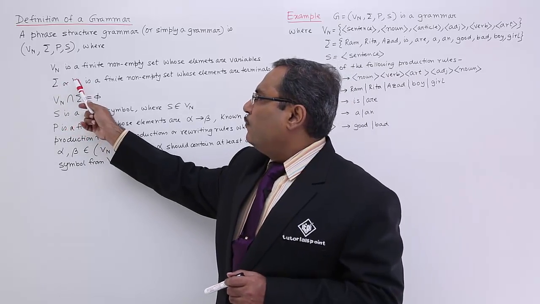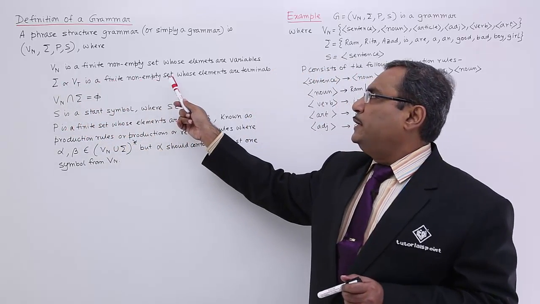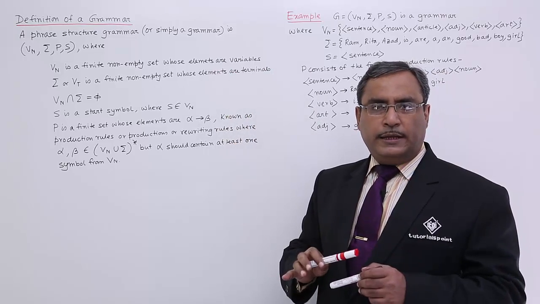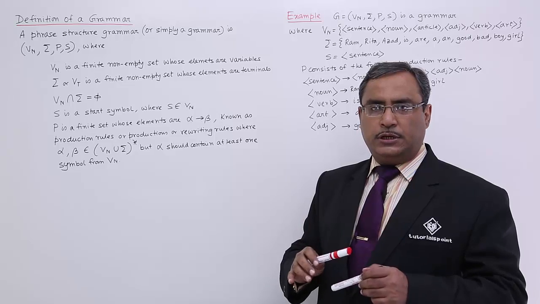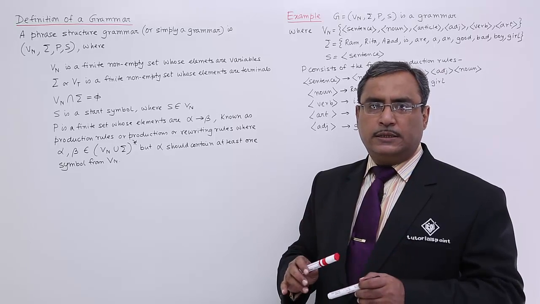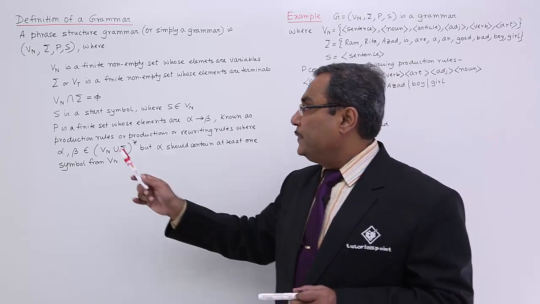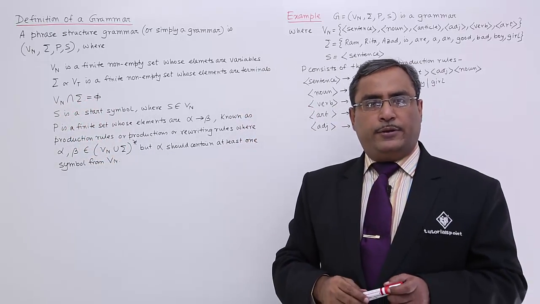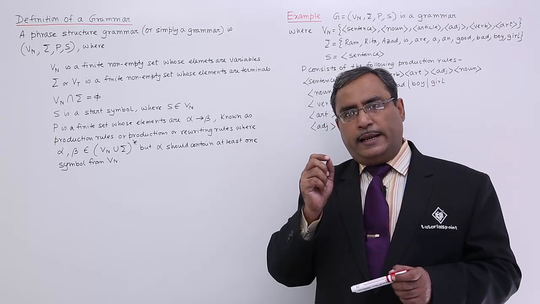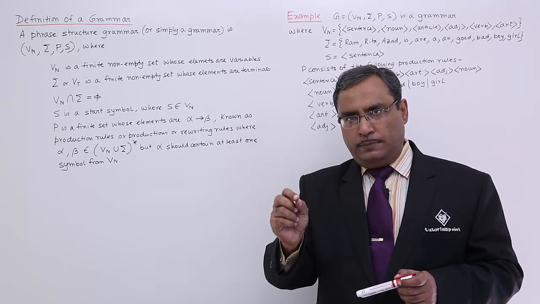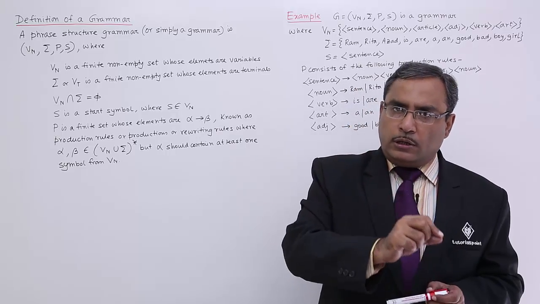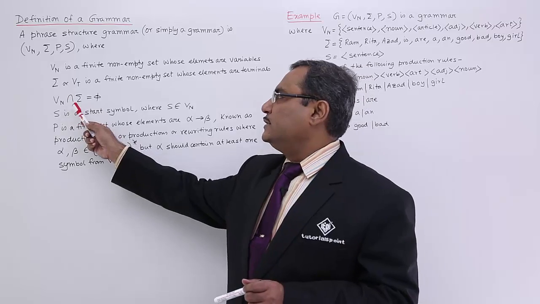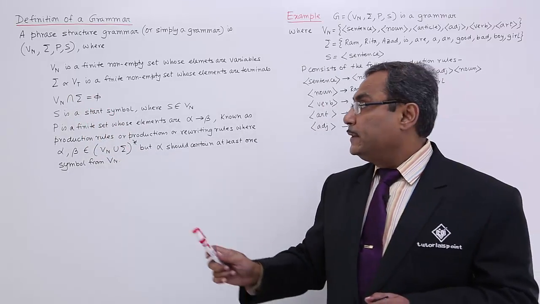So, sigma or Vt is a finite non-empty set whose elements are terminals. Normally, in our grammar representation, we represent terminals using lowercase letters. Vn intersection sigma is equal to phi. That means you cannot find a single grammar symbol which is non-terminal as well as terminal at the same time. That is why Vn intersection sigma is equal to phi.